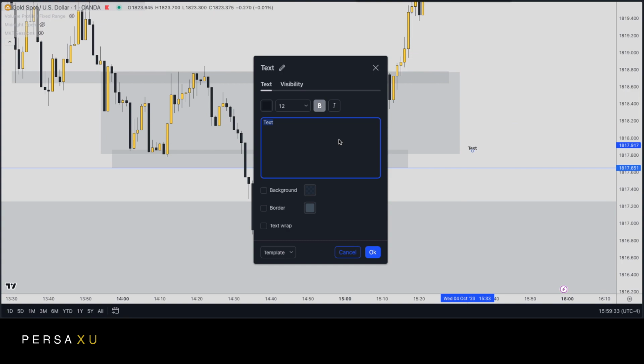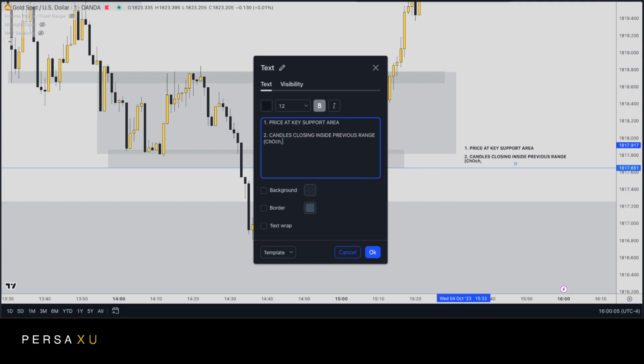That's it. Probability of price rebounding. So one, price at key support area. Two, candles closing inside previous range. And I'm gonna put in parentheses, these are like famous break of structure type of things, right?